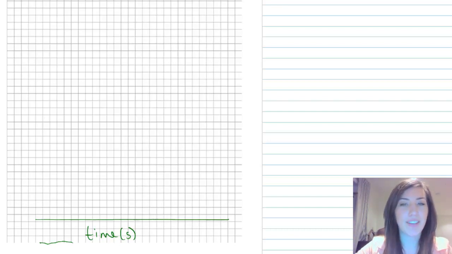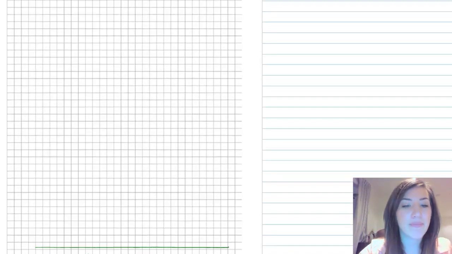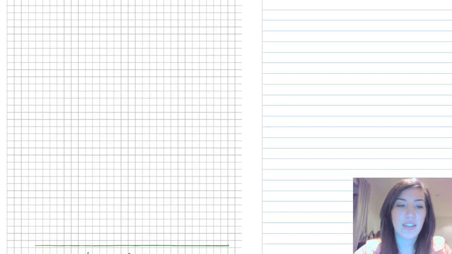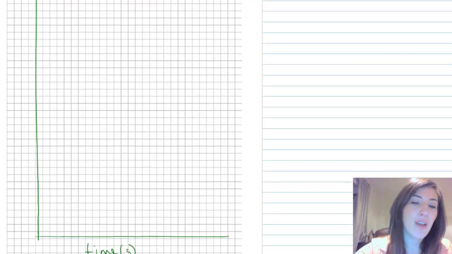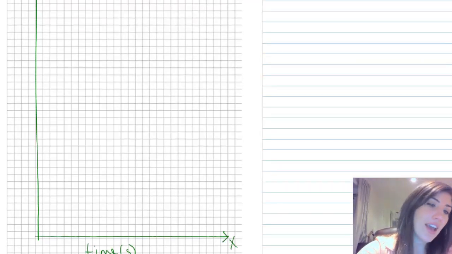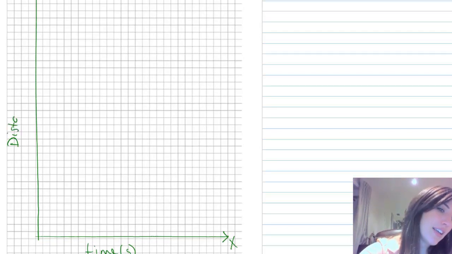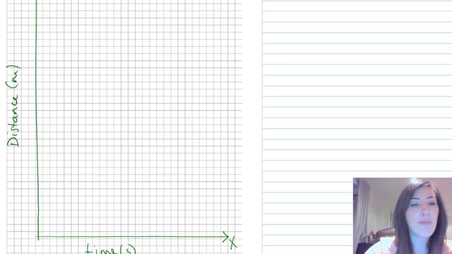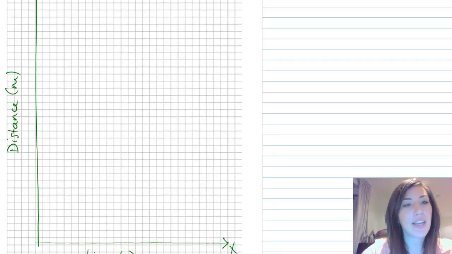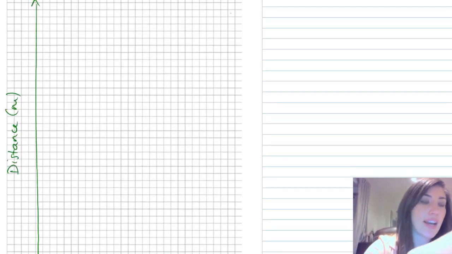There we go. It's pretty close to my line. Hopefully you can get yours right on the line. And then we're going to go up the side. And so I'm going to try to use as much space as I can. I'm going to use my ruler again and follow this line with my ruler and draw my line. My line is almost straight, but hopefully yours is way better. So we have time on our x-axis and distance in meters. So notice how I put my units, meters and seconds, in brackets beside the word, and this is my y-axis.